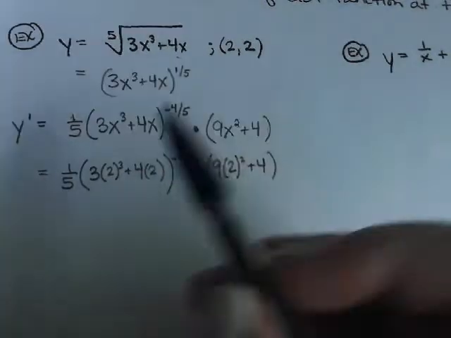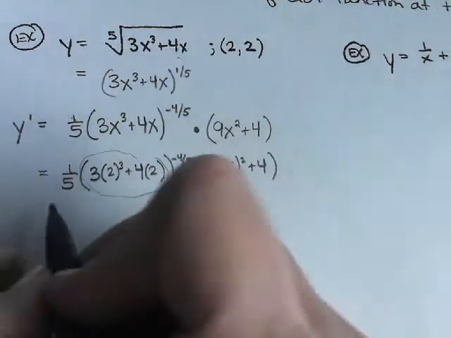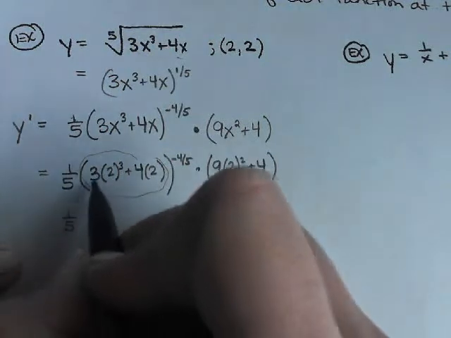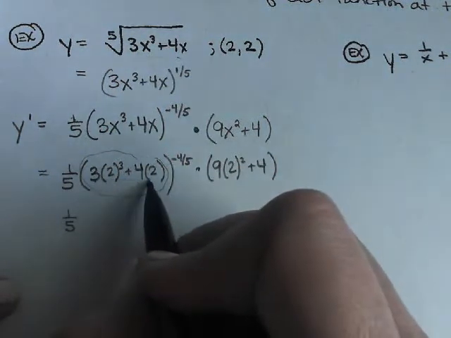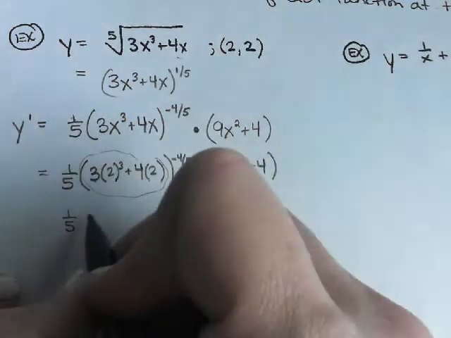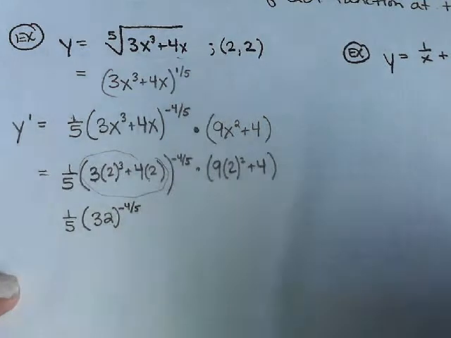So when we clean this up, inside this set of parentheses, what does that all simplify to? 3 times 8 is? 24. Plus 8 more? 32. Half of 32 raised to the negative 4/5 power.